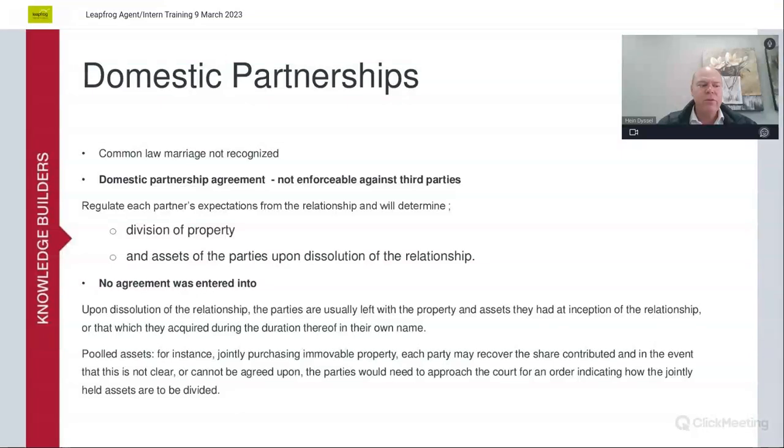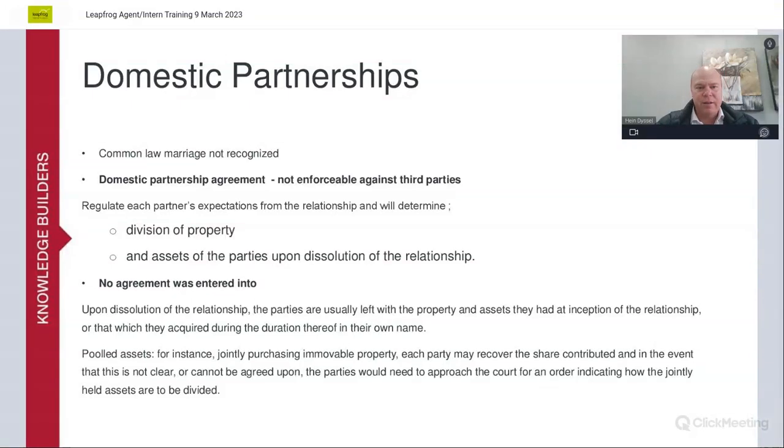Because if you are in a domestic relationship or a common law relationship, whatever you brought into the relationship is yours. Whatever you acquired in your name during the relationship is yours. You can take it and go.